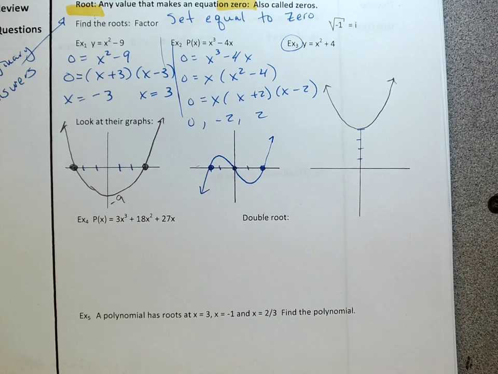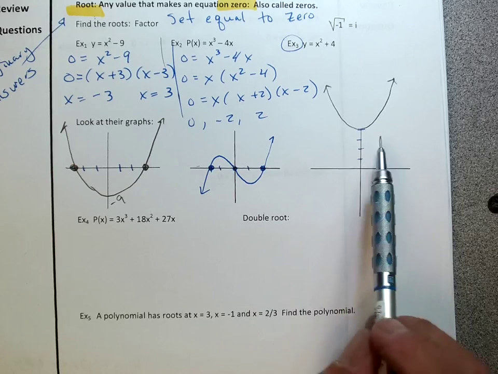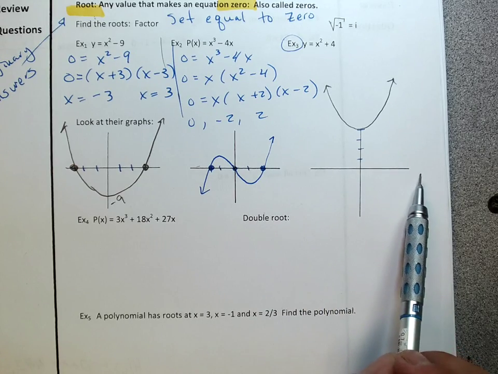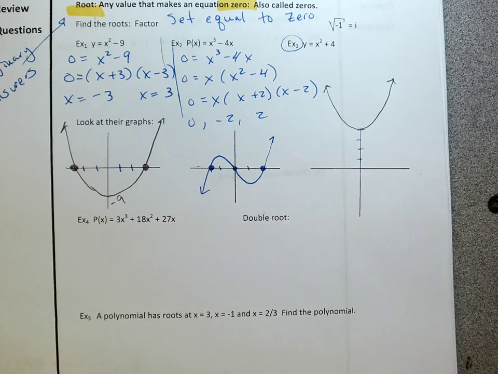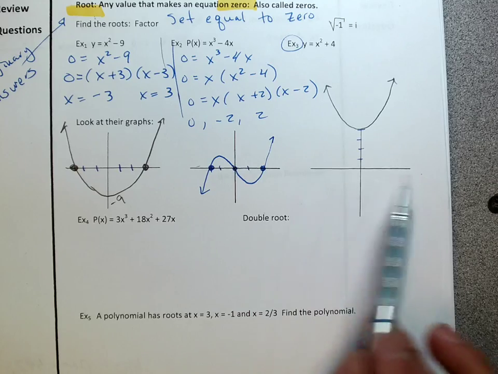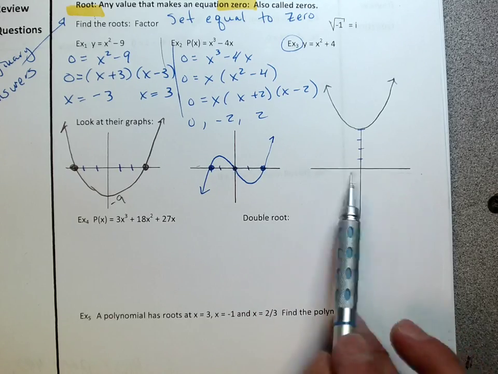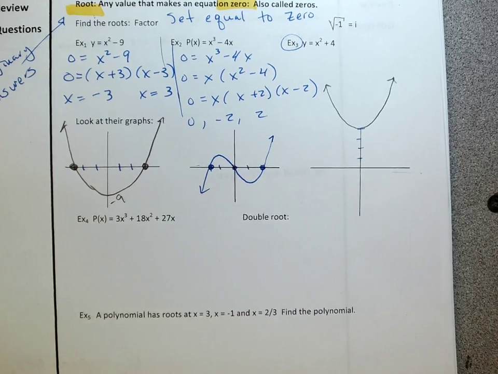So if I look at example 3, it does not cross the x-axis, right? So it doesn't have any zeros. There's no zeros, but it has 2 roots. I'll say it again. It has no zeros, doesn't have any x-intercepts, but it has 2 roots.